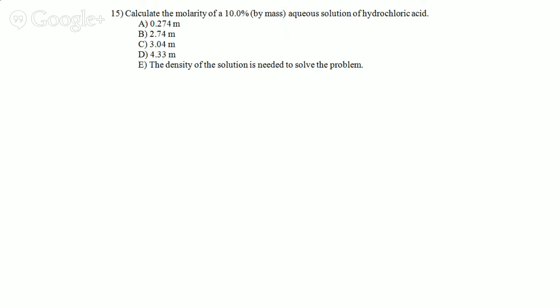15. Calculate the molarity of 10% by mass aqueous solution of hydrochloric acid. Well, what is hydrochloric acid? It's HCl. All right, so again, what are they asking for? Molarity. So they want moles over liters of solution, moles of solute over liters of solution. All right, well, let's think about this.